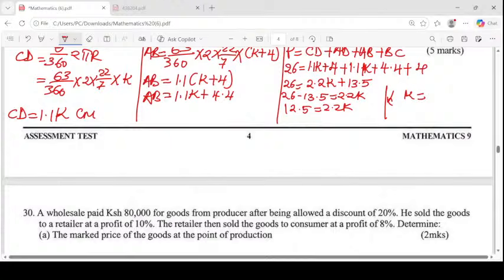Have I done it the right way, or is there a value I've omitted? Let me just confirm. I had 1.1k plus 4 plus 1.1k plus 4.4.